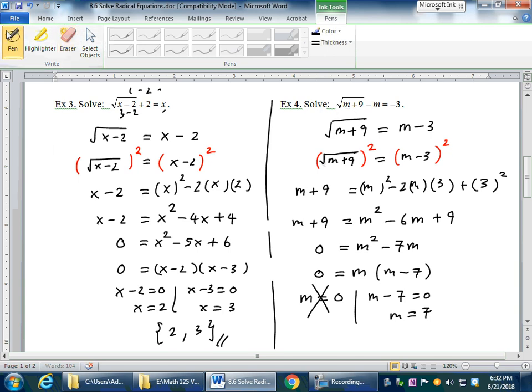Now I need to check 7. When I substitute 7, that will be 7 plus 9, that gives me 16. Square root of 16 is 4. 4 minus 7 gives me negative 3. So 7 is a good answer, and I only have one solution for this case. From this point on, I hope you remember to check every single solution. Continue to the next example.